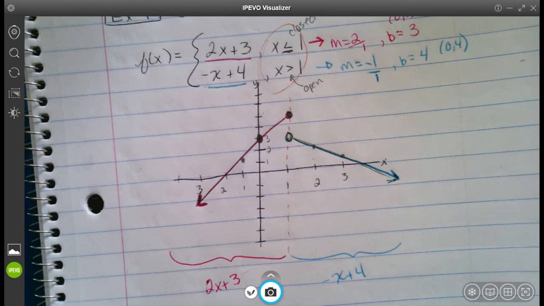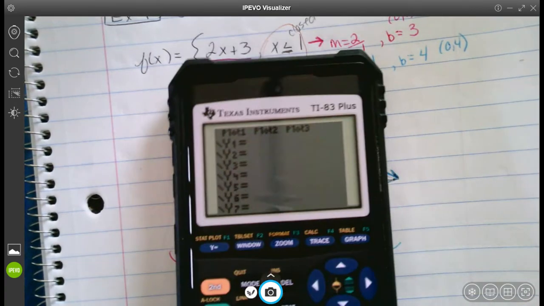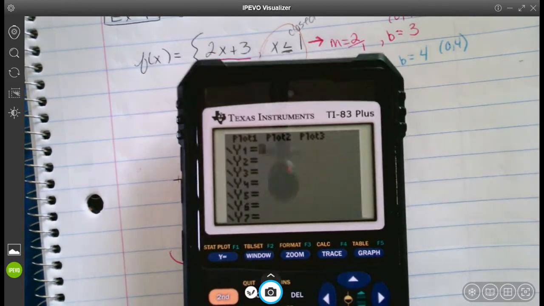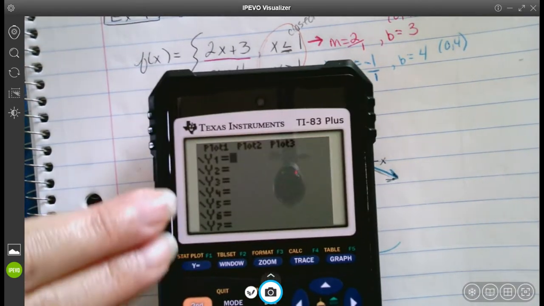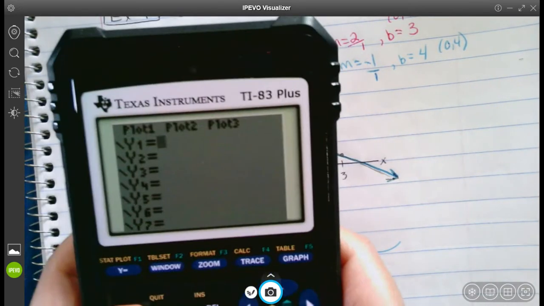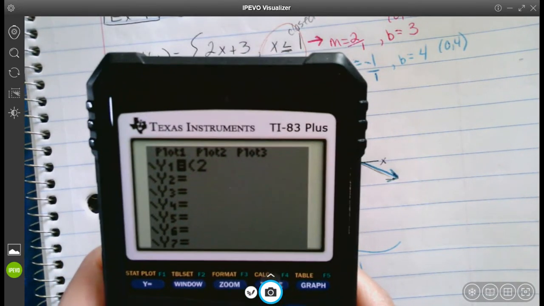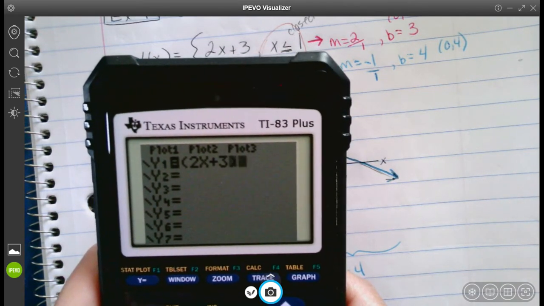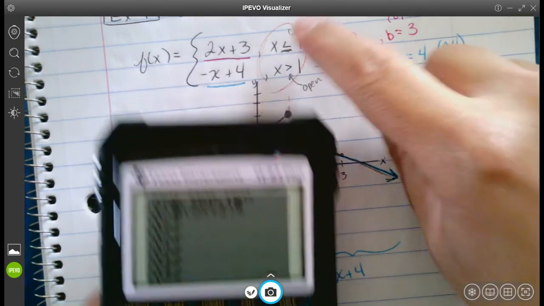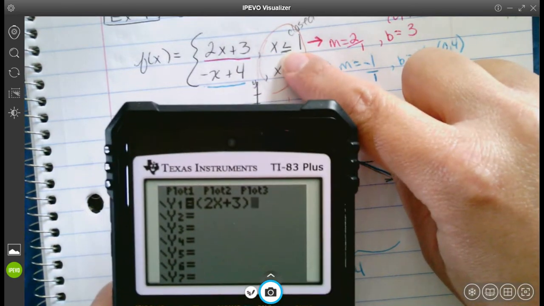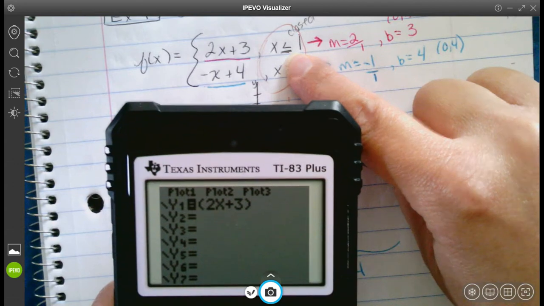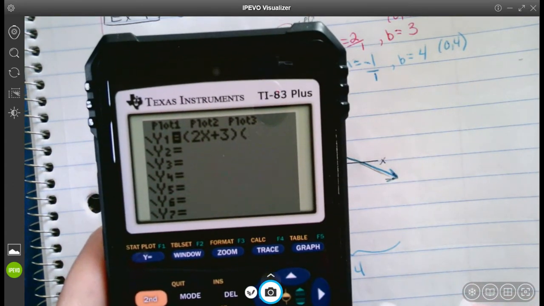So for the calculator part, what you're going to do is go back to that y equals and do two different y equals, because we have two pieces, so we need two of them here. So you want to put them in parentheses. So (2x + 3). There's the first one. That's this one right here. But then you have to put the condition also. So the condition is another parenthesis.